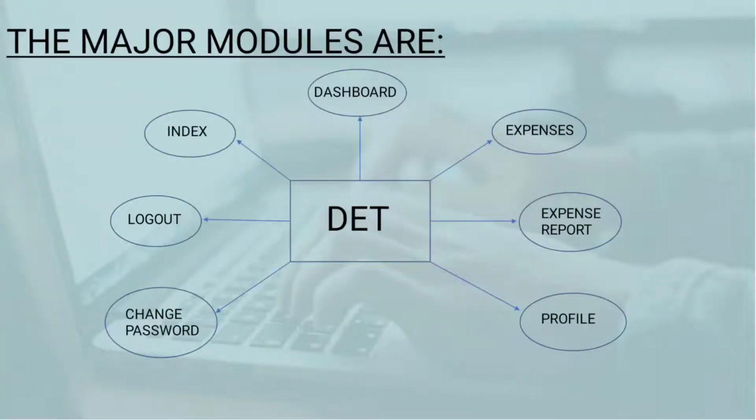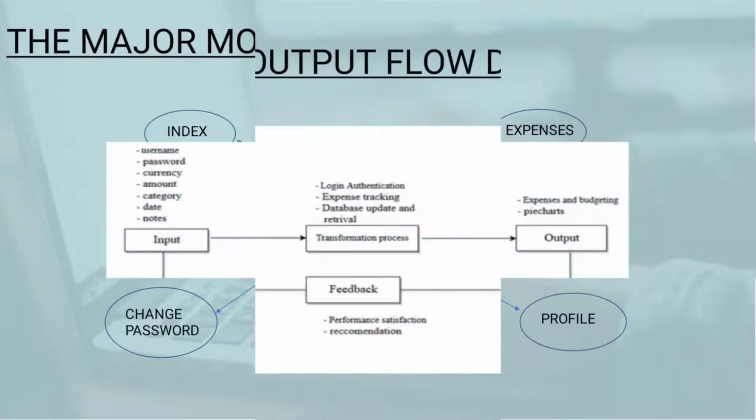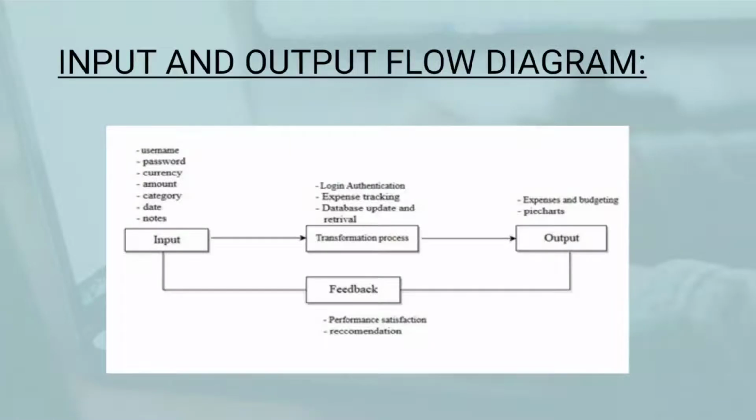The major models are DFD of input and output flow, a diagram of input to output. In between, the transformation process is done.